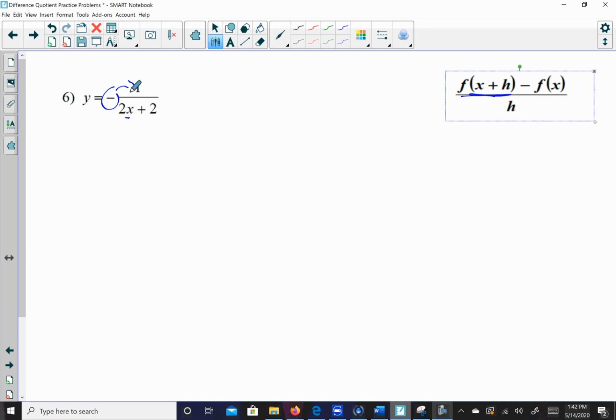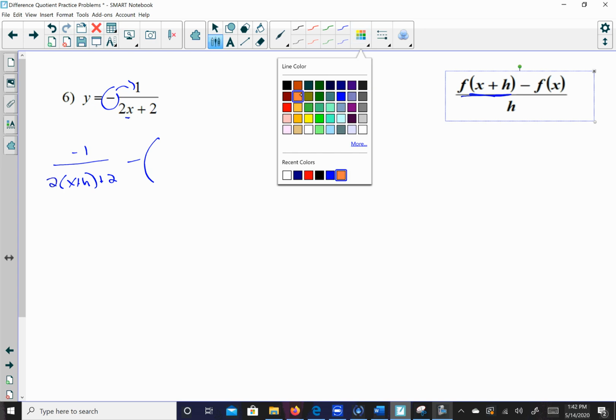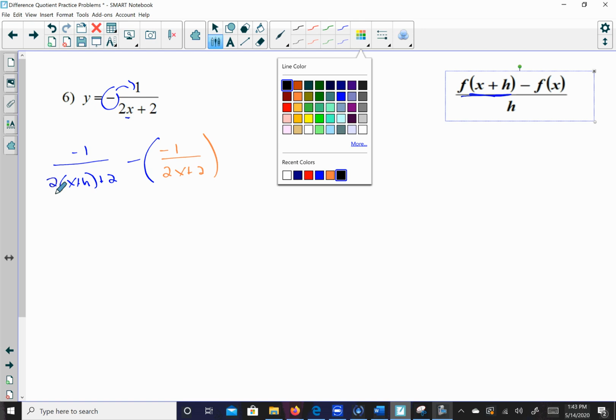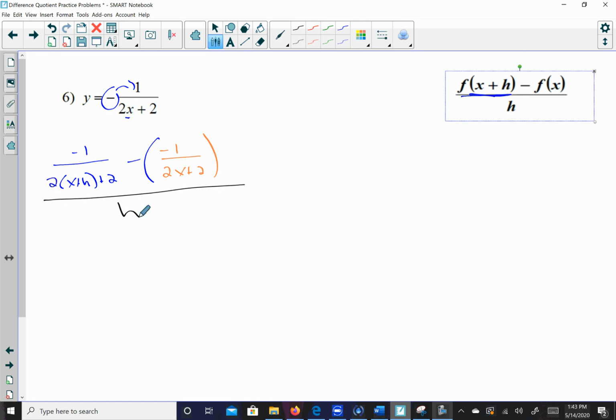So I'm going to have negative 1 over 2 times the quantity of x plus h, plus 2, minus f of x, which will be, oh, I forgot to switch colors, my bad. Minus, so this will be negative 1 over 2x plus 2. And then this whole thing is over h, which I'm just going to keep on writing, but that over h I'm not going to worry about for quite a while.